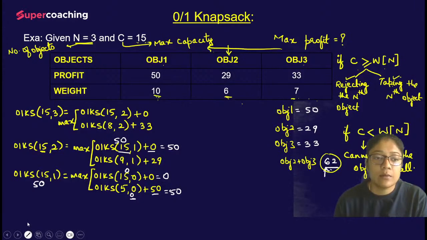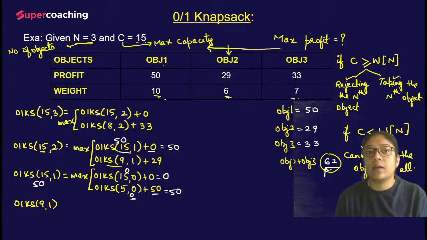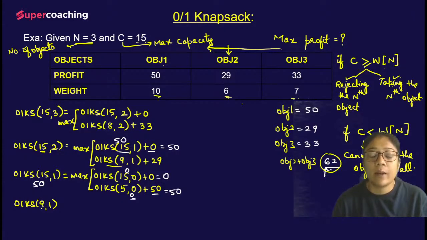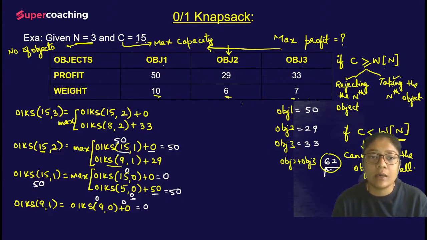If I'll be taking the next call, this one, 01 knapsack 9, 1. That means object 1 consider कर रहे हैं, weight is 10 but capacity is 9. Weight of the object is more than the capacity. तो object cannot be taken, इसमें कोई choice ही नहीं है, so it will be returning 01 knapsack 9, 0 and object not taken. Return the profits, this is 0 and 0, so it is ultimately returning 0.